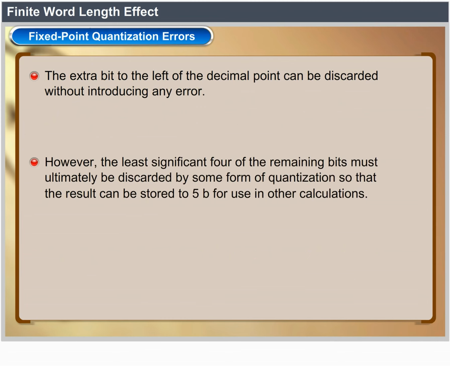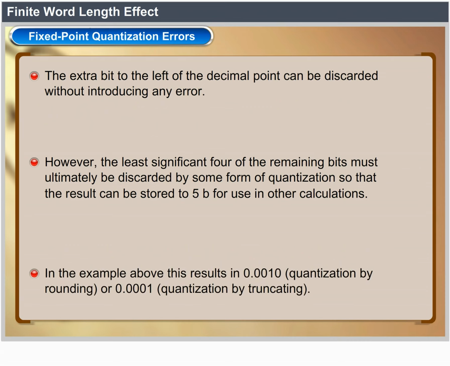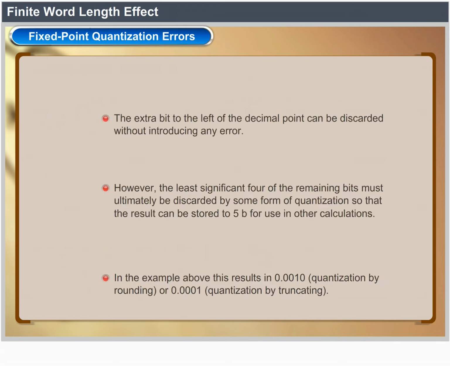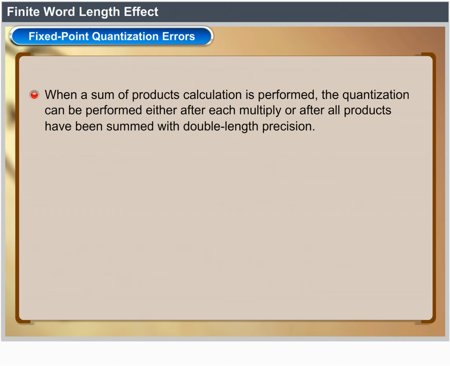However, the least significant 4 of the remaining bits must ultimately be discarded by some form of quantization so that the result can be stored to 5 bits for use in other calculations. In the example above, this results in 0.0010 quantization by rounding or 0.0001 quantization by truncating. When a sum of products calculation is performed, the quantization can be performed either after each multiply or after all products have been summed with double length precision.